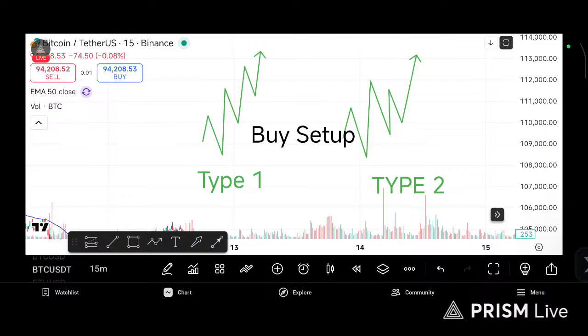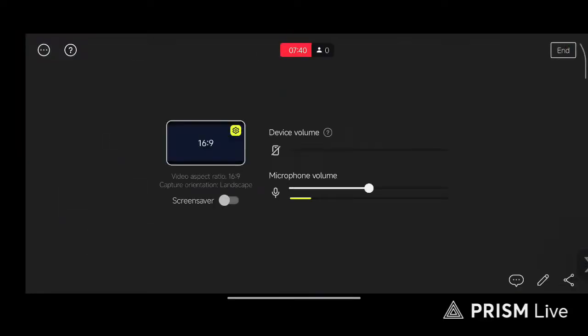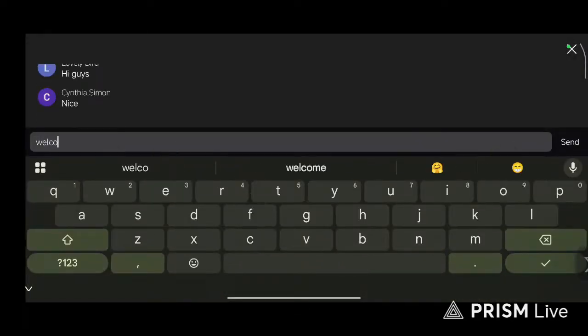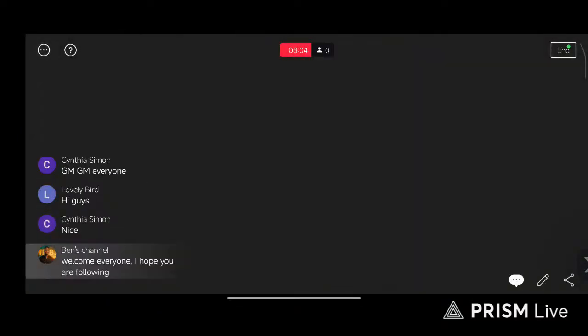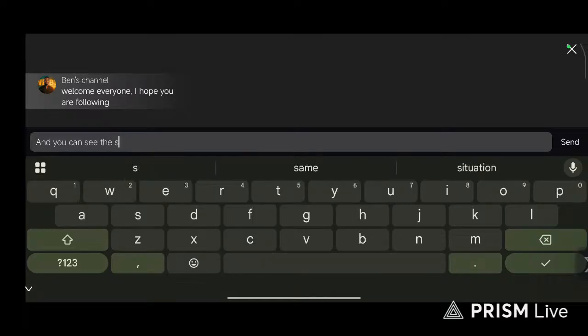This is the buy setup, right? So let me confirm from my people. Welcome everyone. I hope you are following and you can see the screen very well.